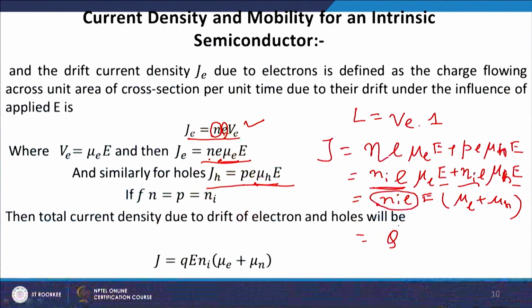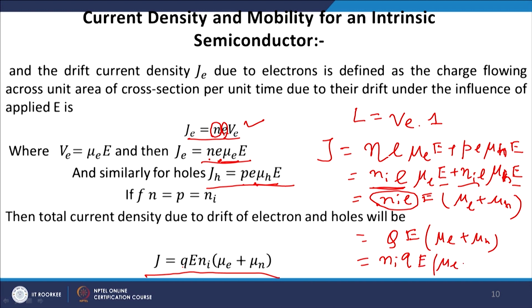ni times e, that is q. So, q, or you can also write small q, whatever you prefer, q E mu e plus mu h. That is what we have written here. The total current density due to the drift is q E ni into mu e plus mu h. So, either you can put a small q ni, or you can replace this e into ni as a big Q, or some people also prefer to write it as ni, and then instead of e you write q, so that it represents both the electron and hole charge, e mu e plus mu h, clear.